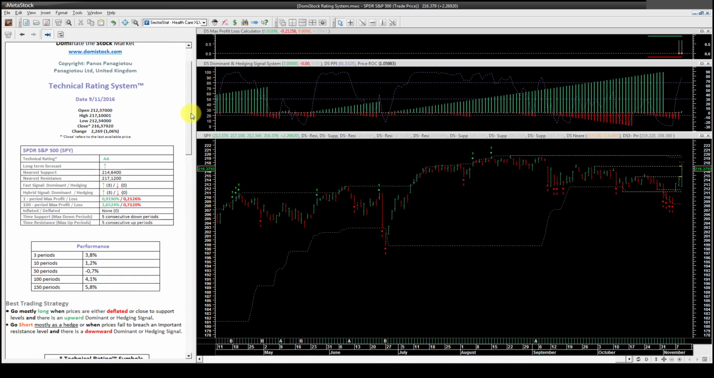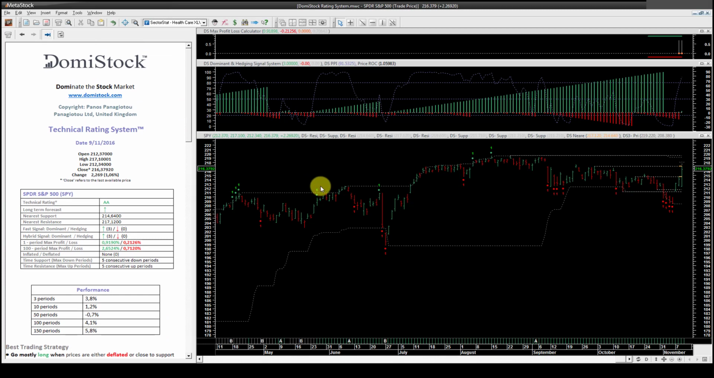DomiStock's technical rating systems template includes the technical ratings ribbon, the hybrid dominant and hedging signal system, the price position indicator, the maximum profit-loss calculator, the 50-period price high-low range, the automatically drawn support and resistance lines and trend lines, the nearer support and resistance lines, which are also automatically detected and drawn, and can be used both for target and stop-loss purposes, and the extreme demand, or price inflation alert symbols.